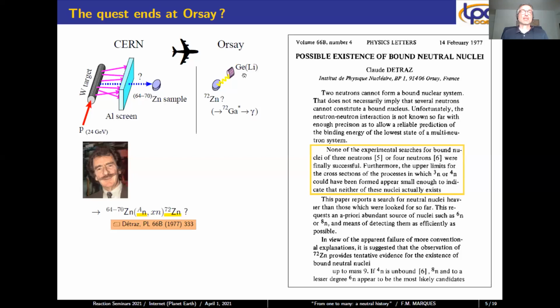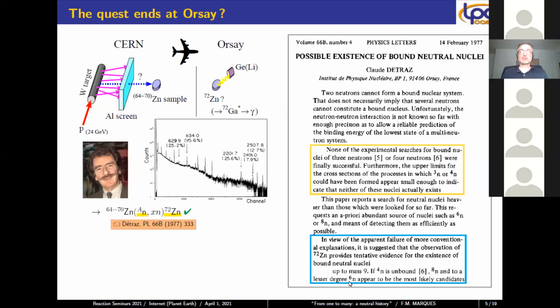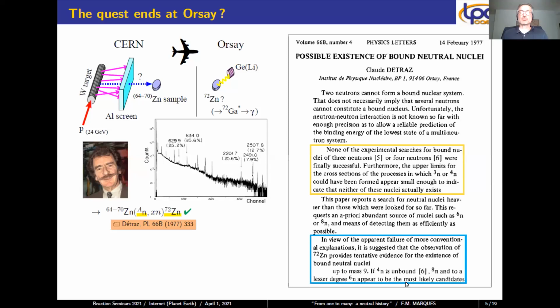Since the lifetime of these decays is several tens of hours, they placed the sample on a plane that flew to Orsay. And at Orsay, they could find the gamma rays from gallium. If the tetraneutron is bound, then the octaneutron or the hexaneutron appear to be the most likely candidates. So this was very exciting at the time.